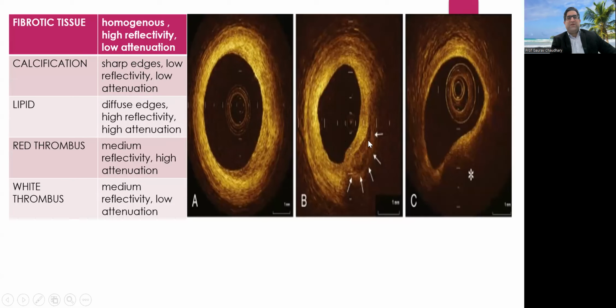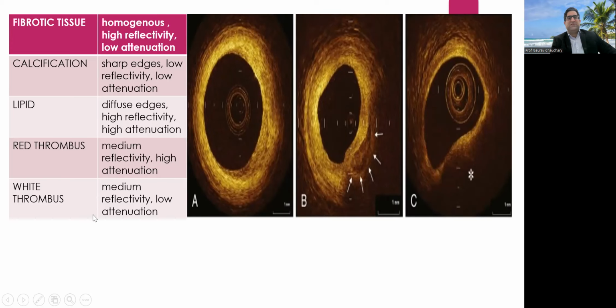In this figure B, we can see there is a sharp edged structure from 3 to 6 o'clock, which has a low reflectivity or low attenuation, but the edges are sharp as compared to the lipid plaque, which mainly has diffuse edges. It has high attenuation. So that is how we differentiate between the calcium and the lipid.